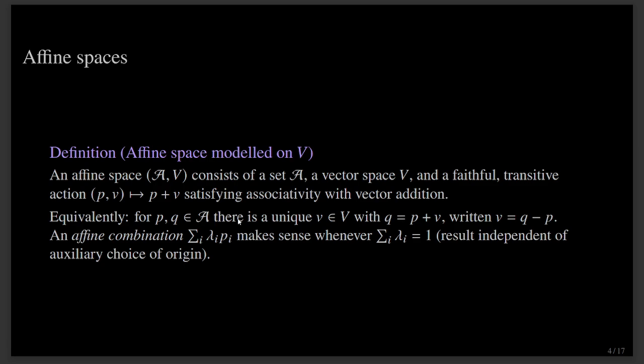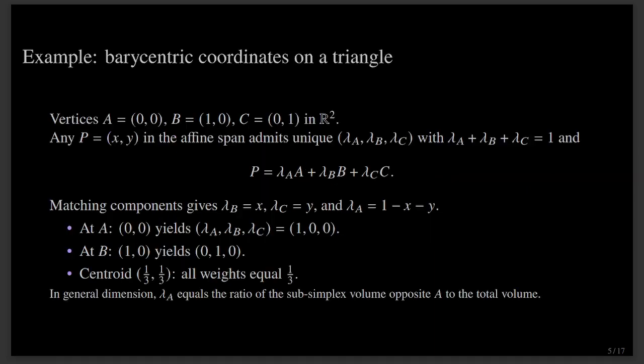Really, this is a better way to view it, because what this will allow us to do is define a normalization condition for how we choose to weight all of these P vectors, right? And they're precisely defined when the lambda sub i are normalized, and this is independent of any auxiliary choice of origin. So, for example, the barycentric coordinates. Let's just say we have a triangle, point A, point B, and point C, and then any point x, y in the affine space will admit some unique set of lambdas such that they're normalized.